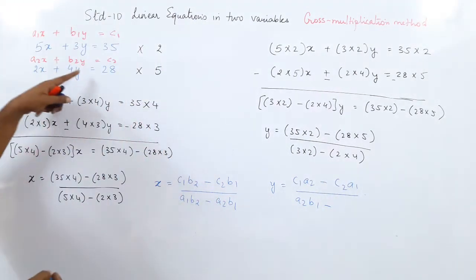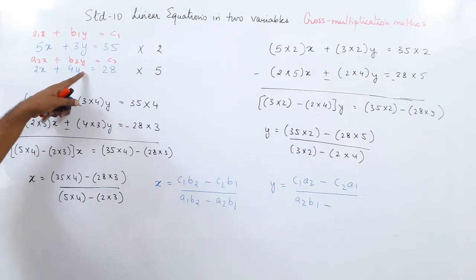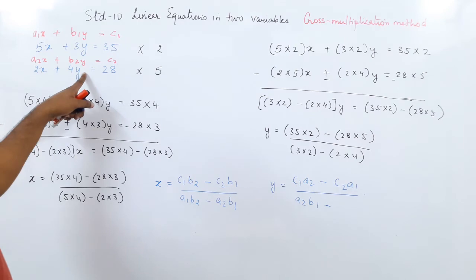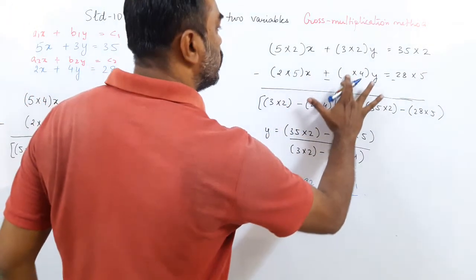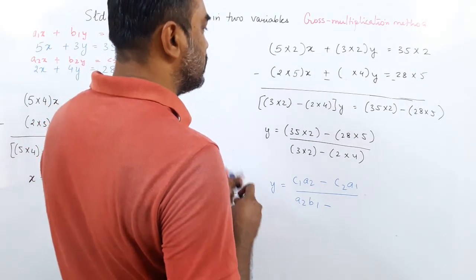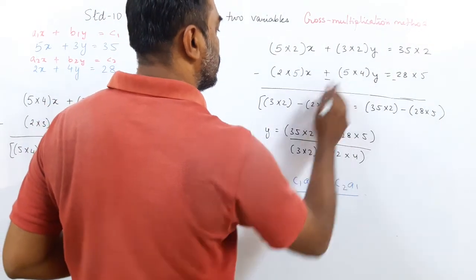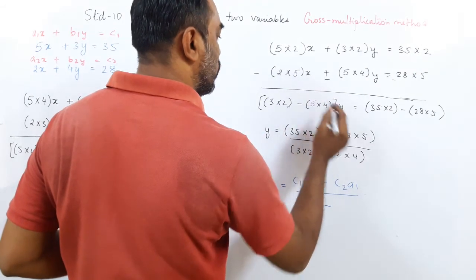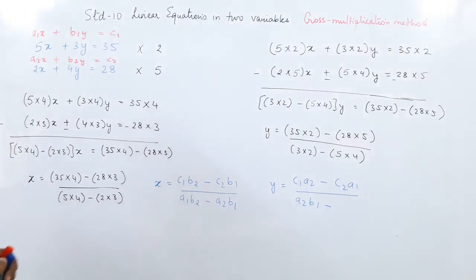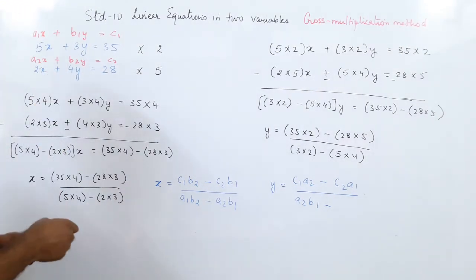minus 4 into 2, 2 into 4 it is. Sorry, no, this equation is multiplied by 5. This was not 2, this was 5. Sorry, I made an error. This is 5 into 4. So 5 into 4 is how much? a1 b2.